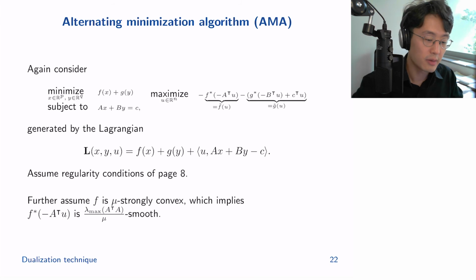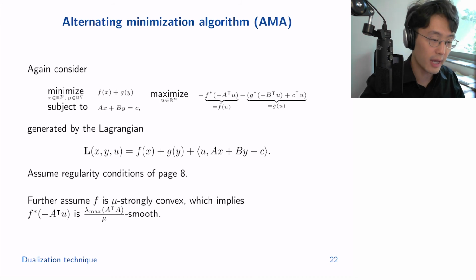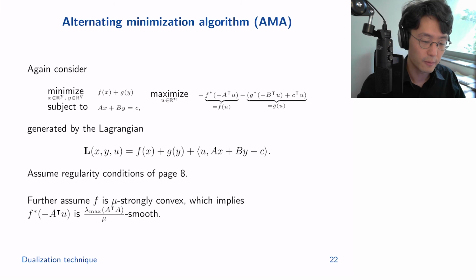So we again consider the same problem form that we had considered for ADMM. We minimize f of x plus g of y subject to the same linear equality constraint Ax plus By equals c, and we have the same dual problem structure. We'll refer to this first function as f tilde of u and the second function as g tilde of u. This primal dual problem pair is again generated by the same Lagrangian, and we'll assume the same regularity conditions as before.